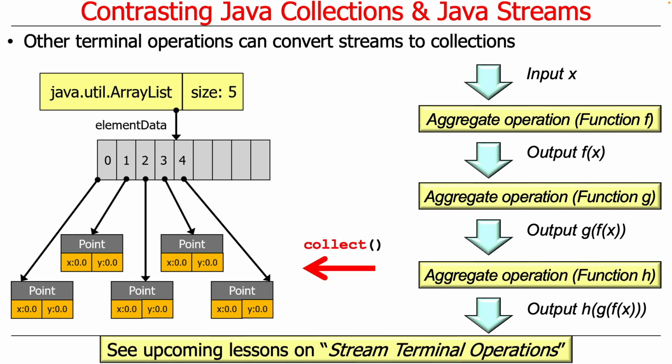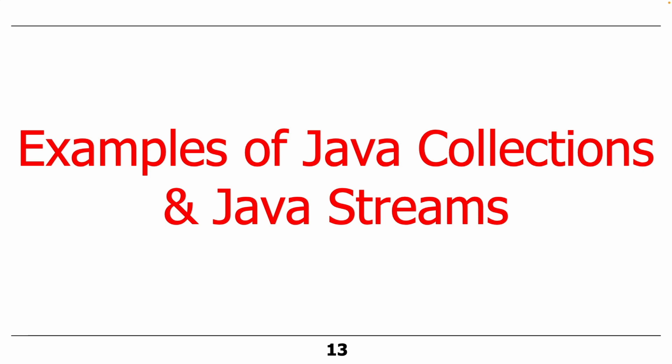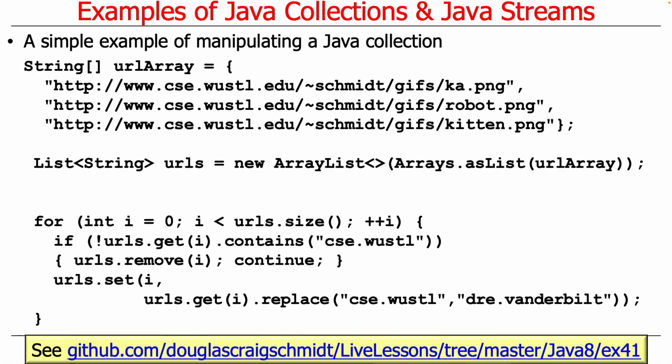Conversely, there's a way to take a stream and turn it back into a collection by using the collect method. So let's talk about some examples of collections and streams in Java. Here's a simple example, which you can get at the EX41 project in my Java 8 folder in my Live Lessons GitHub repository, that demonstrates manipulating data with a Java collection and also a Java stream.